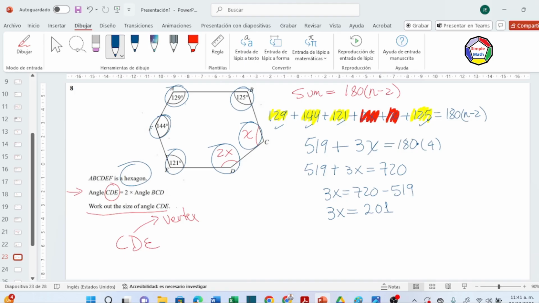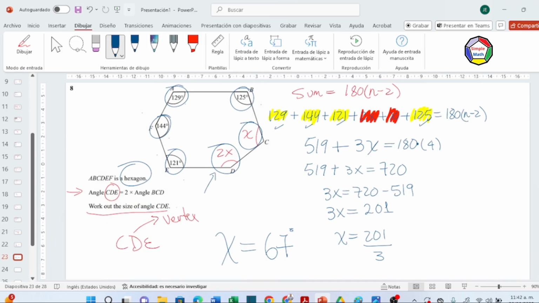Now I will leave the variable alone. I'm going to move the 3 to the other side, dividing, because 3 is multiplying the x. So x is equal to 201 over 3, which is 67. Sorry, I wrote it ugly. Let's write it here. So x is equal to 67 degrees. But the question is, work out the size of this angle.